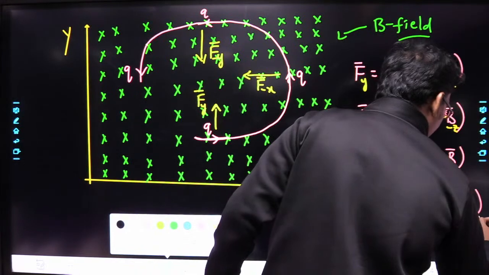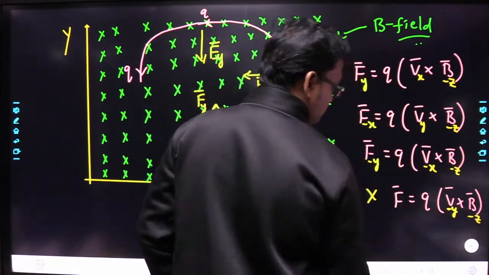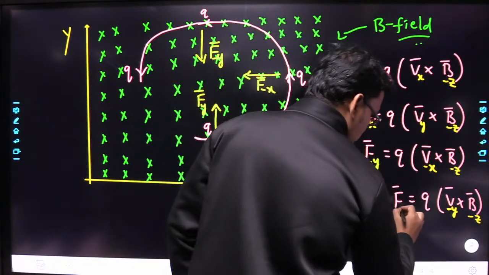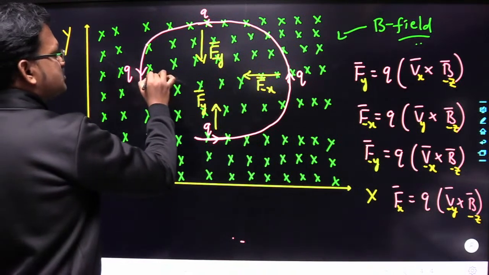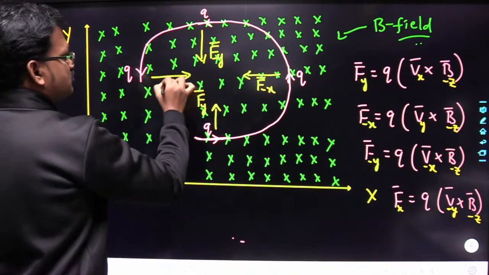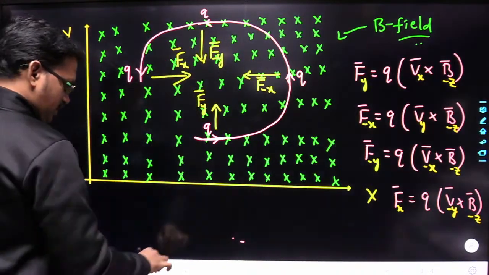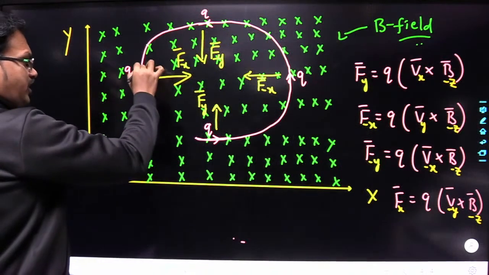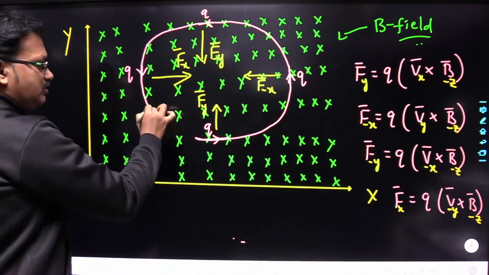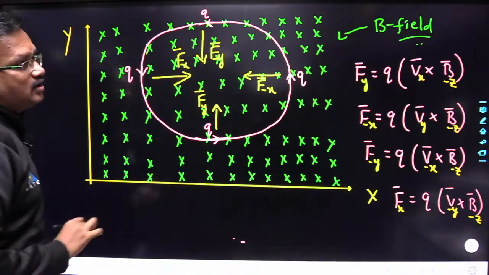The B field is in negative z. So minus into minus will become plus. Y cross z is nothing but x. So the force will be in the positive x direction. So it is going to experience the force in which direction? In the positive x direction. So then what will happen here? It is going to take the curved path and tries to move along the x direction. Understood?